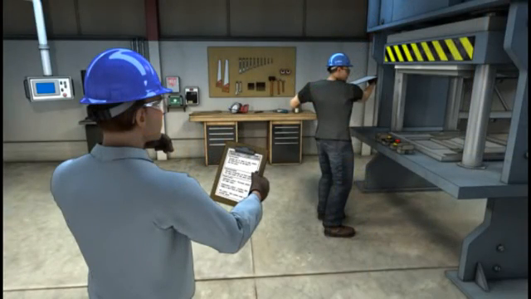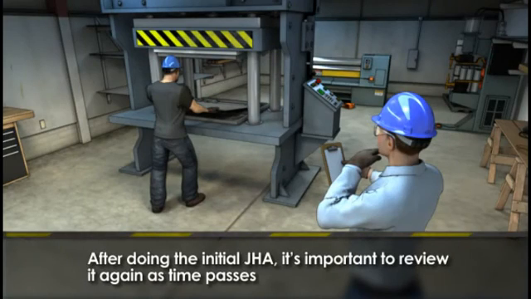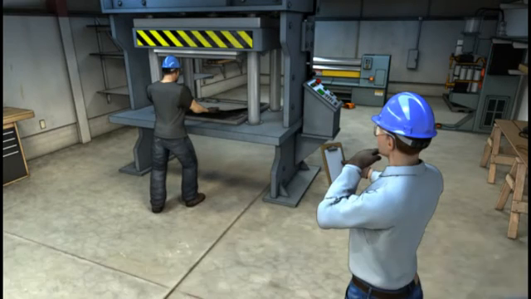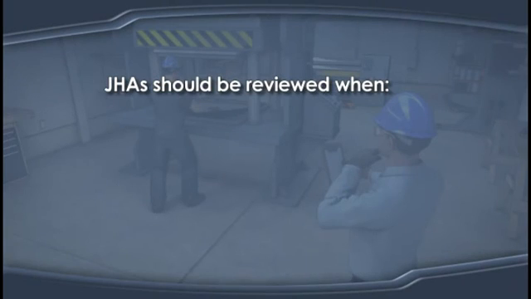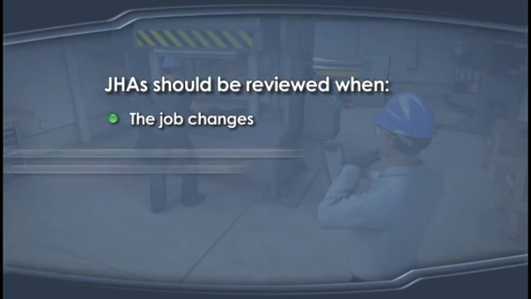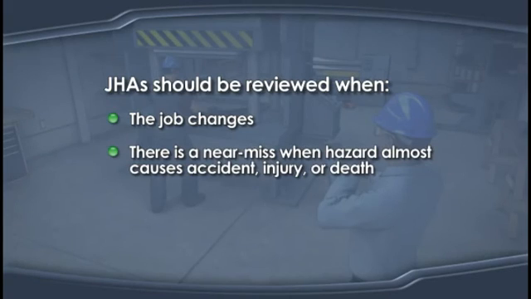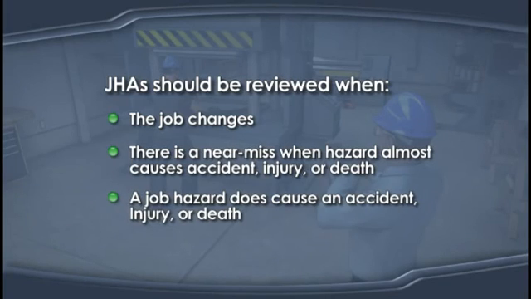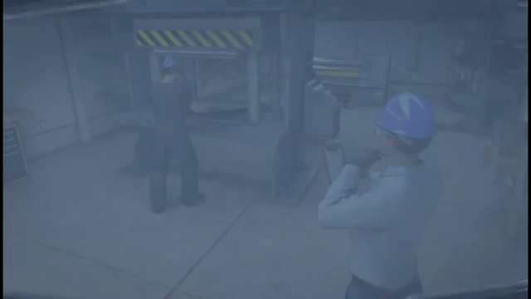It's not enough to do a JHA just once. Instead, after doing the initial JHA, it's important to review it again as time passes. JHAs should be reviewed when the job changes, when there is a near miss, when the hazard almost causes an accident, injury, or death, or when a job hazard does cause an accident, injury, or death.